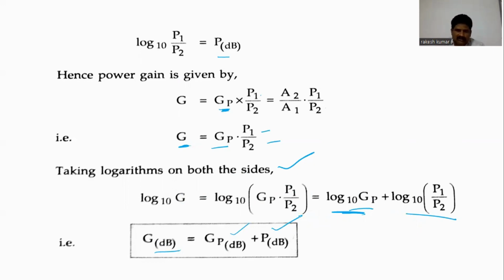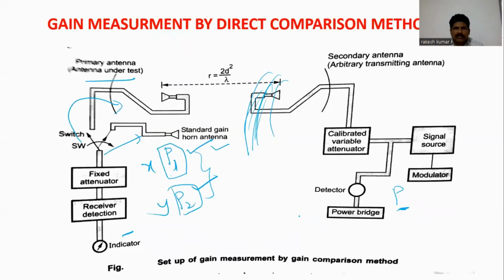Okay, so this is the first method. This is the first method, that is gain measurement by direct comparison. So this is the setup for the first method, direct comparison.